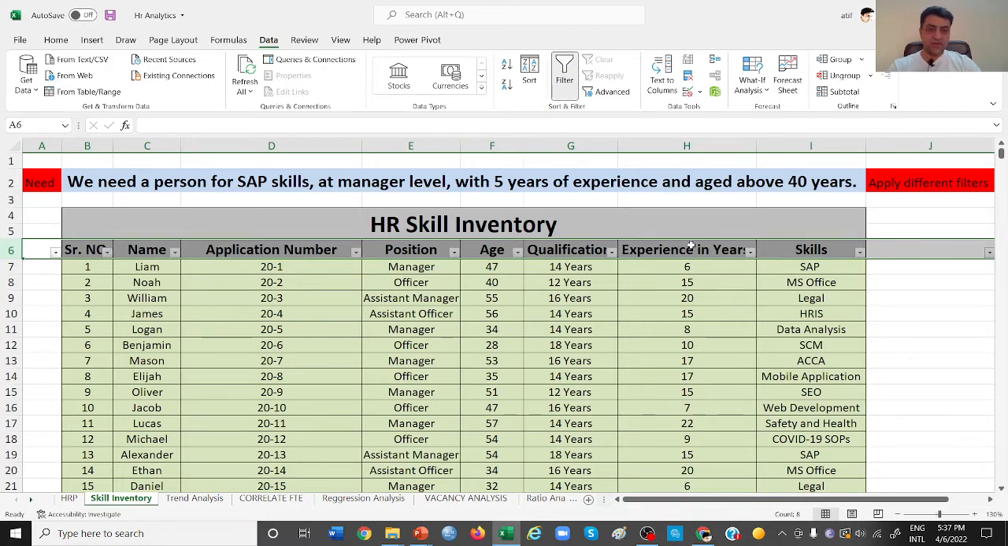Now we have all the filters set up here, but before going towards the filters, what is the question that we are looking for? We need a person for SAP skills, and the person should be at the manager level. He or she should have 5 years of experience and age should be above 40 years.